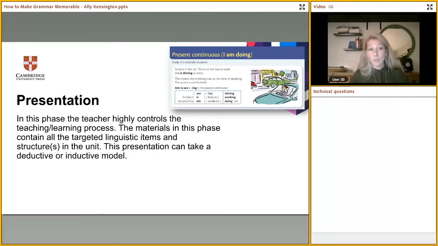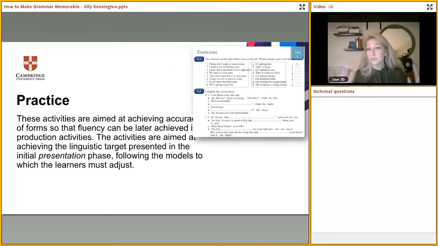Okay, the next step, practice. As you all know, these activities are aimed at achieving accuracy of forms so that fluency can be achieved later in production activities. Now, that is my key point. It's very important that we have clear explanations. Without that, grammar teaching is not going to happen. Then practice, which is very, very important.